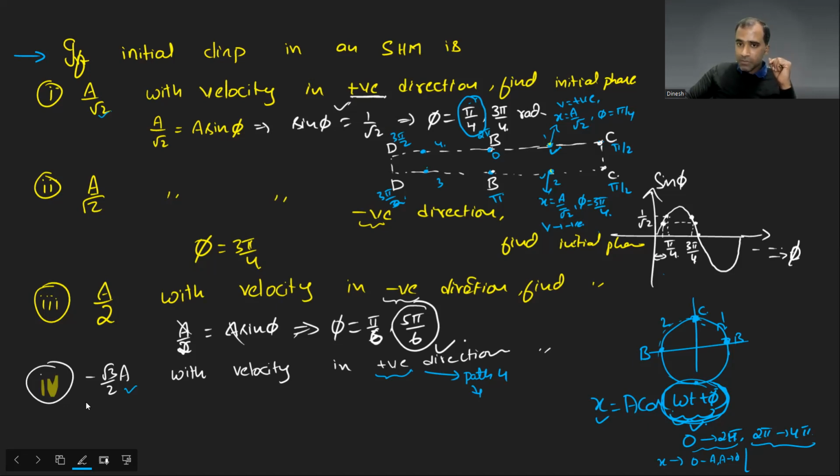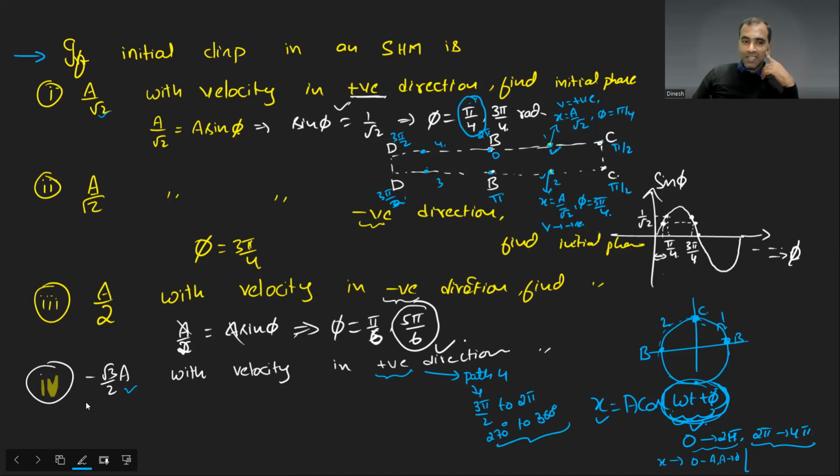For path 1, phase is from 0 to pi by 2. For path 2, phase is from pi by 2 to pi. For path 3, phase is from pi to 3 pi by 2. For path 4, phase is from 3 pi by 2 to 2 pi. So what is the phase for path 4? 3 pi by 2 to 2 pi, which is 270 degrees to 360 degrees. Your answer should be in this range.